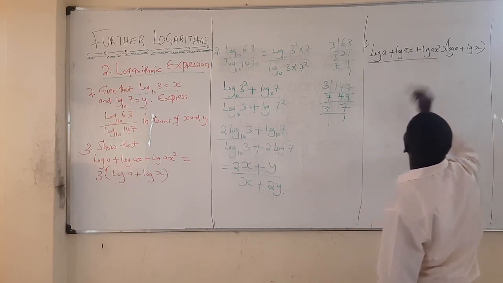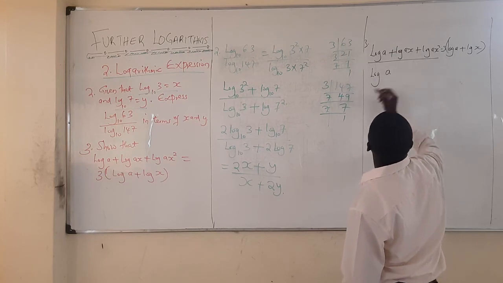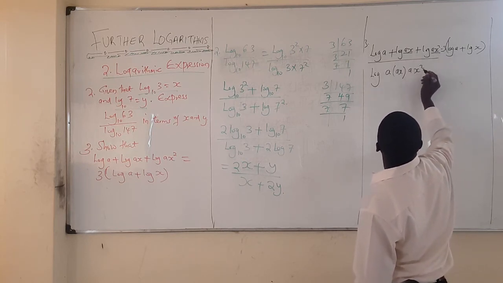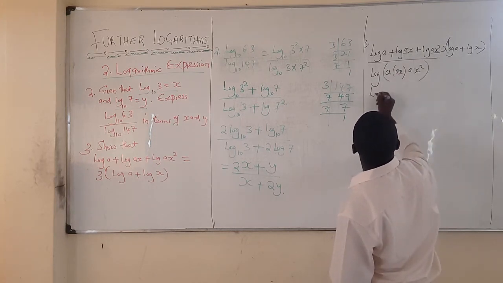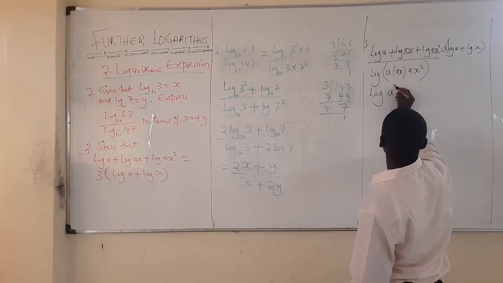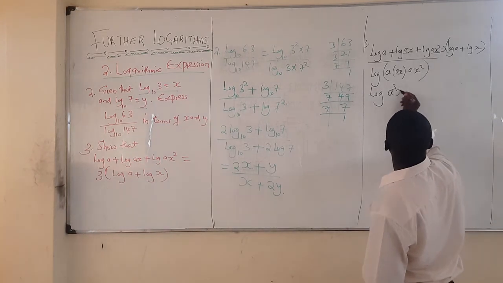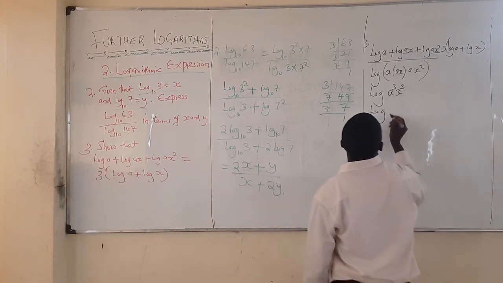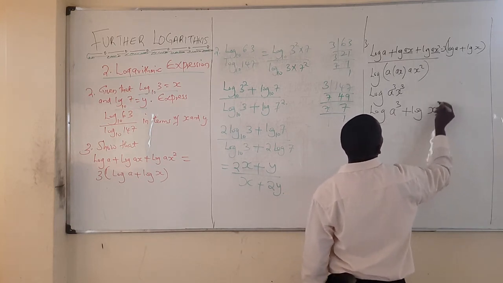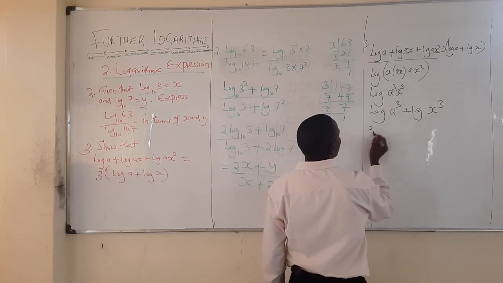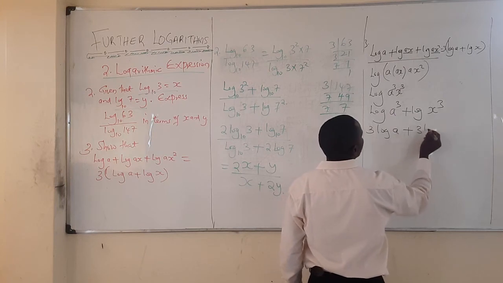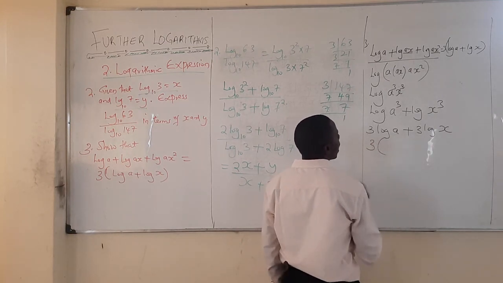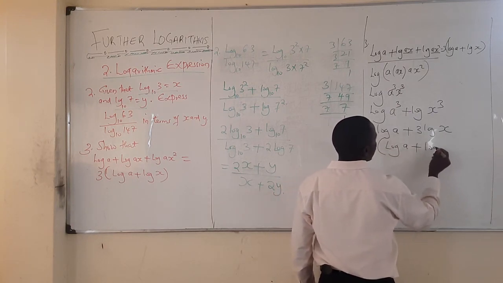So on this side we can have the log of a, then we multiply by ax, and then we multiply by ax squared. So this is going to be the log of a times a times a, that is a cubed, then x times x squared, you get x cubed. In other words, you can now go backward and get the log of a cubed plus the log of x cubed, and you can drop the powers to have 3 log a plus 3 log x. And of course, you can see that 3 is common. You can factor it out to get 3 into bracket the log of a plus the log of x.